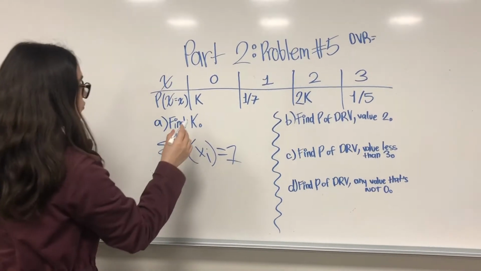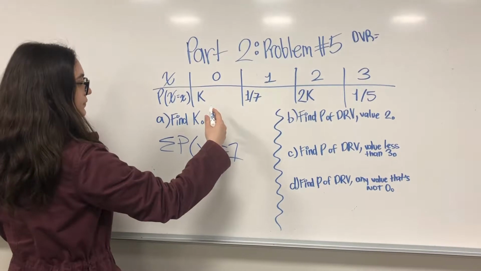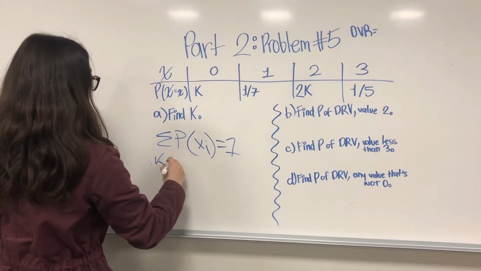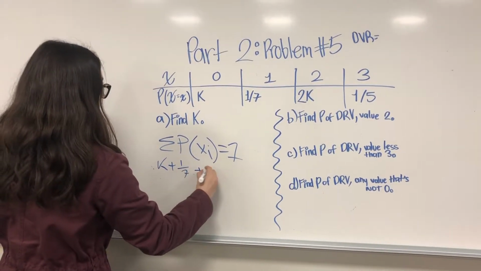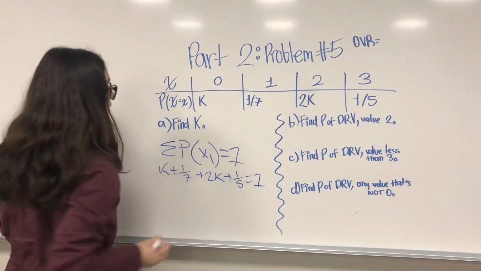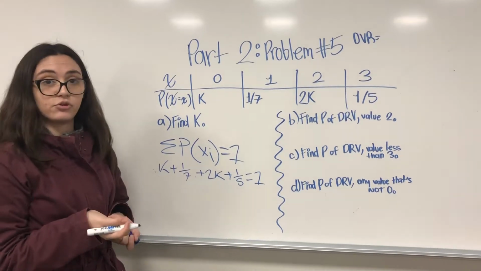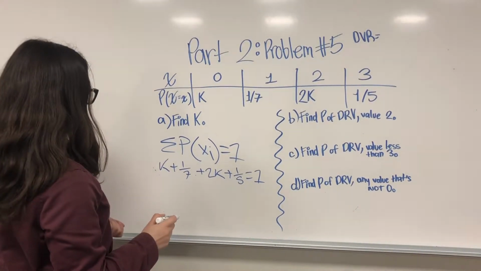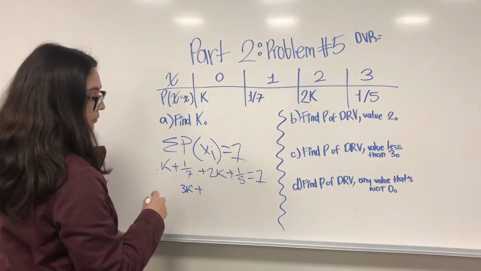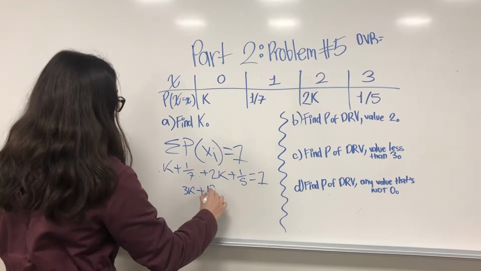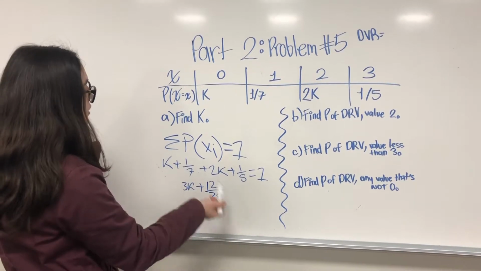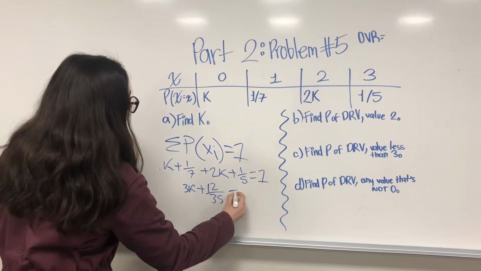So what we can do is we substitute it into the equation, which is k plus 1/7 plus 2k plus 1/5 equal to 1. And now what we have to do is try to isolate k in order to find k. So you add k plus 2k, which is 3k, and 1/7 plus 1/5 is equal to 12/35, because you find the lowest common denominator, and then you multiply it, and then you add them together. And that is equal to 1.